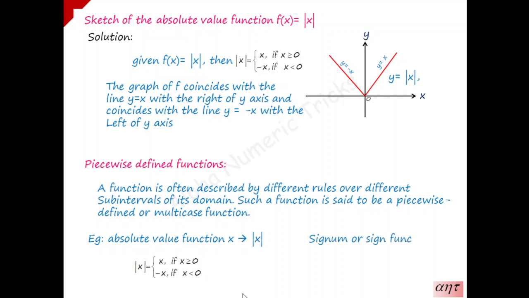Another example: the signum or sign function. Here signum of x is equal to 1 if x is greater than 0. Suppose x takes positive values, the function takes 1, and if x is equal to 0, the function is 0, and if x takes negative values, that is x less than 0, the function takes the value minus 1. This is an example of piecewise defined functions, because it takes different rules over different intervals.